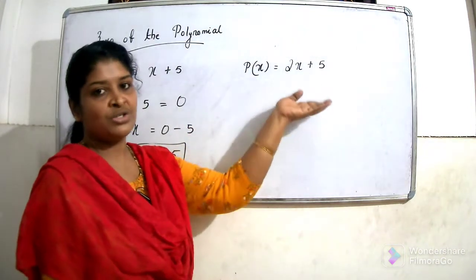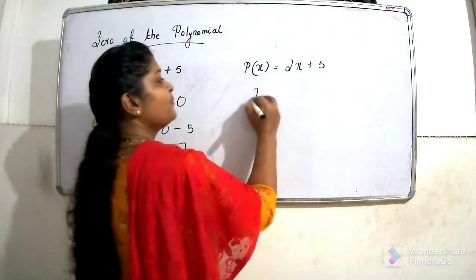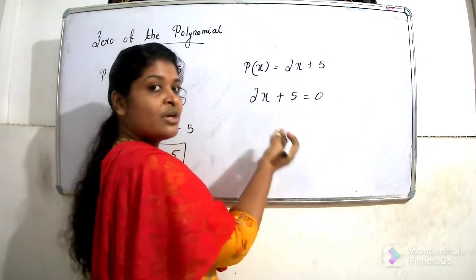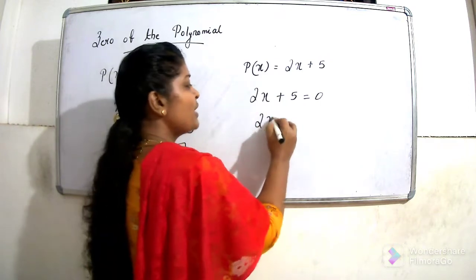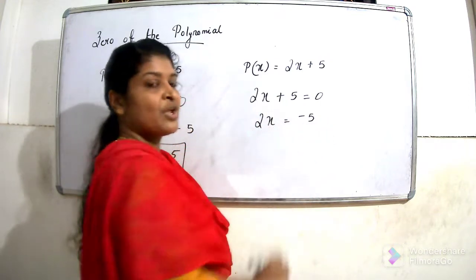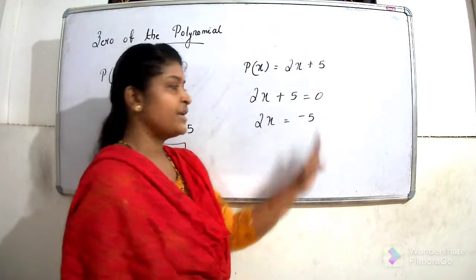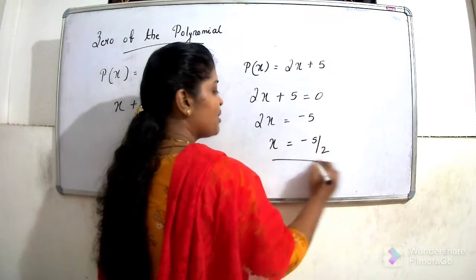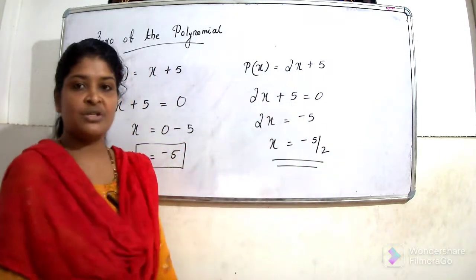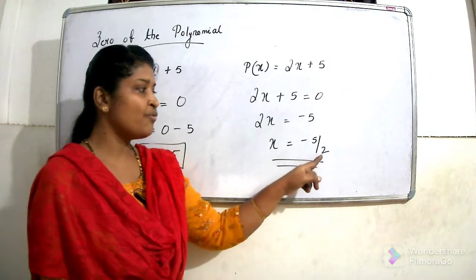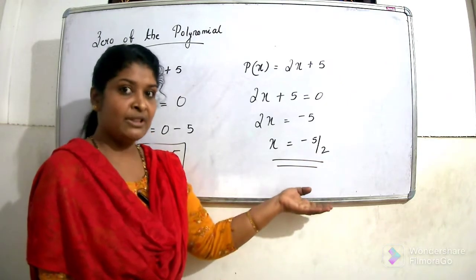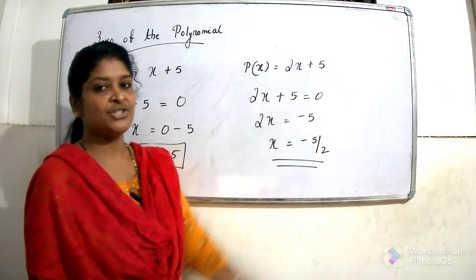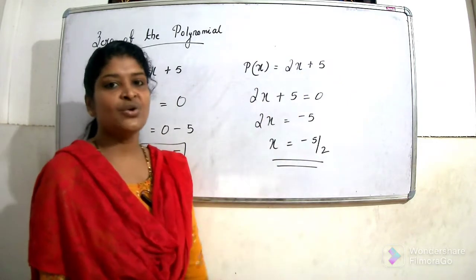Okay, now one more example here. 2x plus 5, what is the zero of this polynomial? For that, 2x plus 5 equal to 0. Now we do the transposing method. 2x is equal to negative 5, because 5 is positive here, on the other side it is negative. Now x equal to negative 5 by 2. So for this polynomial, the zero of the polynomial is negative 5 by 2. We can do the checking method also. If we substitute the x value in this polynomial, we will get 0. Okay, so this is the zero of the polynomial.